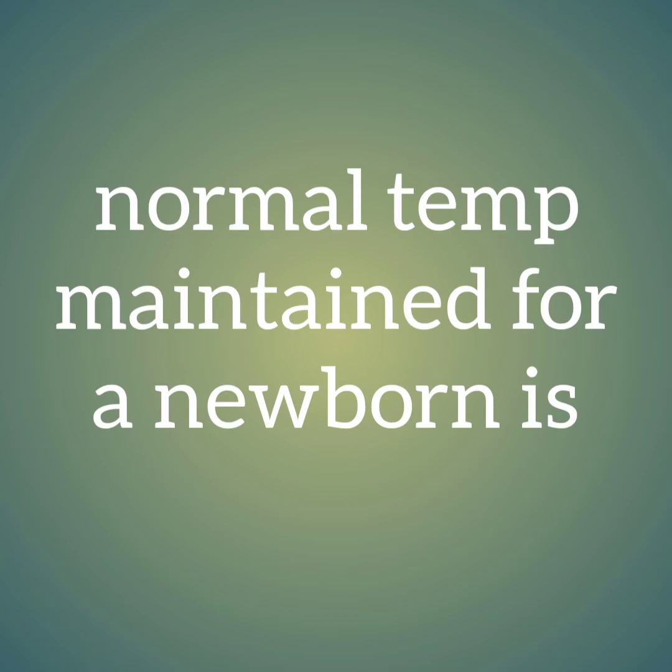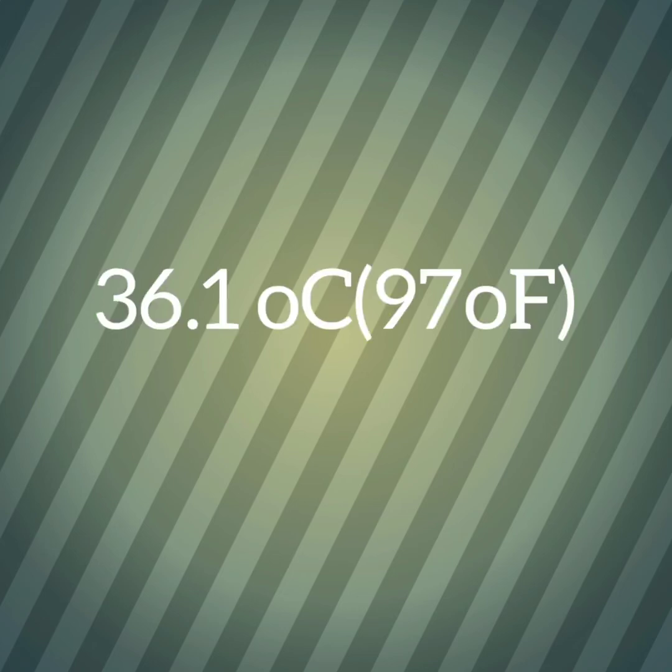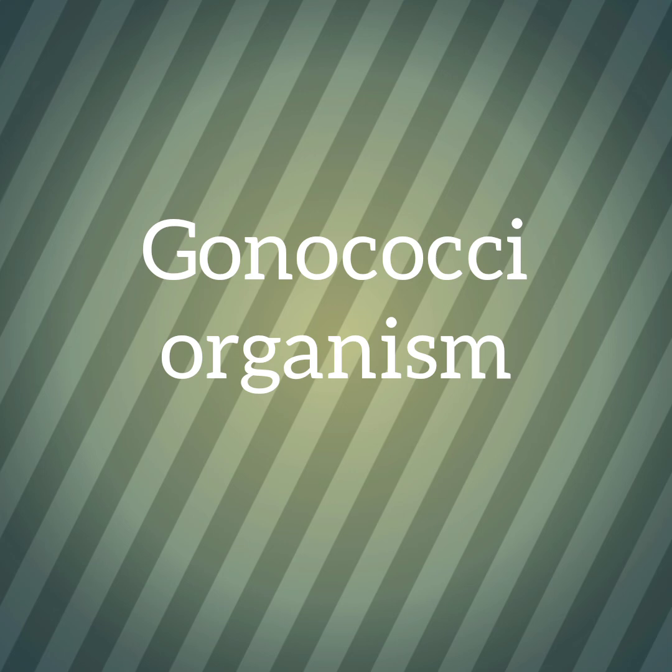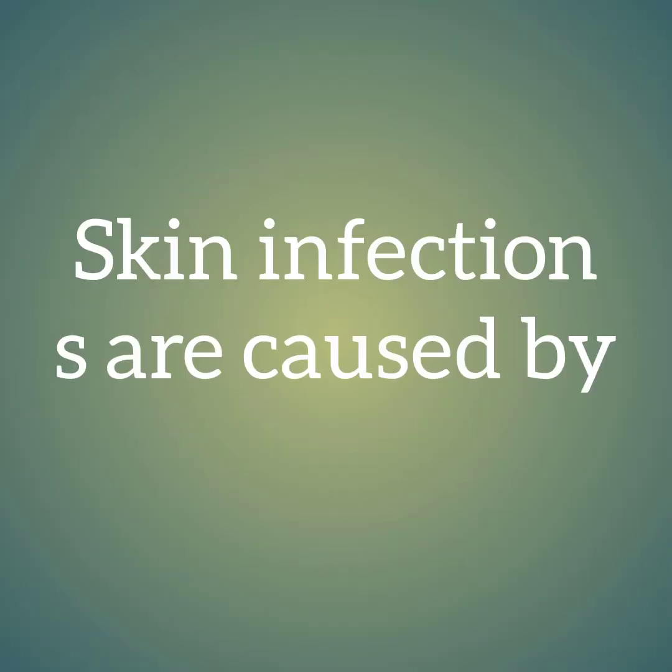Next, normal temperature maintained for a newborn is dash. Answer is 36.1 degree centigrade or 97 degree Fahrenheit. Infection of the eye is caused by dash. Answer is gonococci organism.